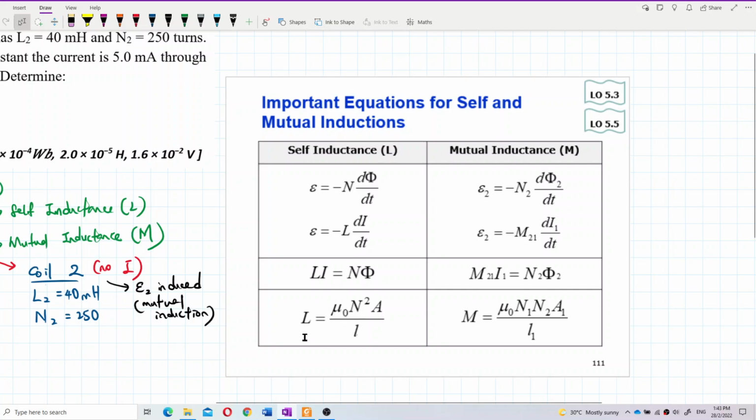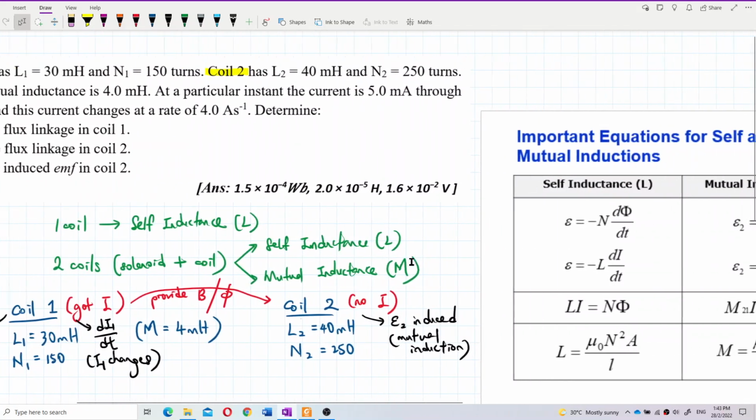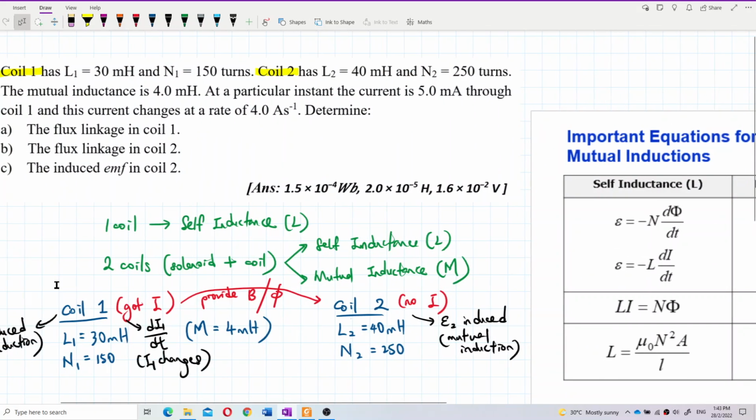And then the formulas for L and M are almost the same also. Just this one is n squared, it's like n times n. This one is n1 times n2, because there are two coils. Understand? Okay, so we're going to use this formula to solve these questions.